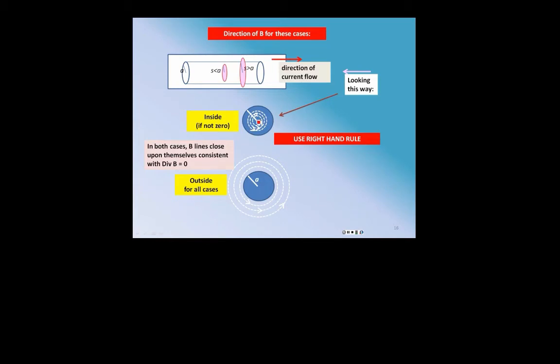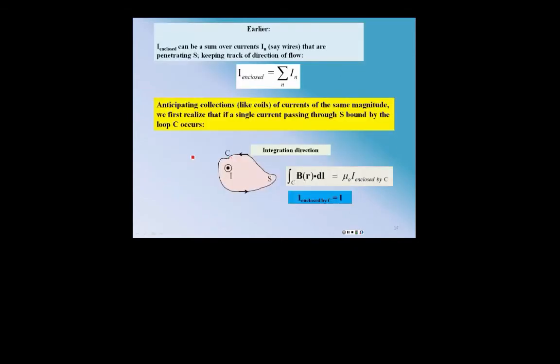Because you put your thumb out of the page to indicate the direction of the current, and your fingers wrap in this direction. If you're outside, then you do the same thing. All of the current is flowing in the wire. You have a total current here, or put your thumb in the direction which is out of the page, and that gives you the direction of the streamlines for B. And that's true for all cases. In both cases, the B lines close upon themselves, which is consistent with the divergence of B equaling 0. I enclosed can be a sum over currents, I sub n, and we said that it would be the sum of the currents.